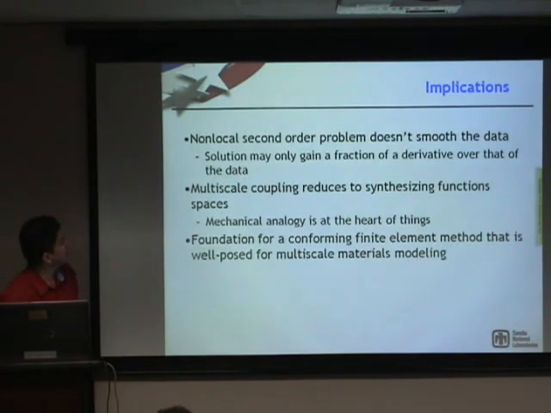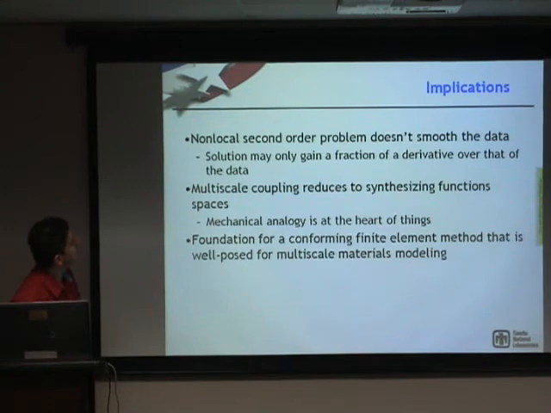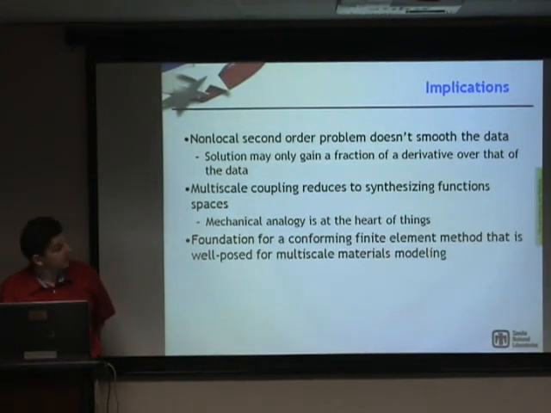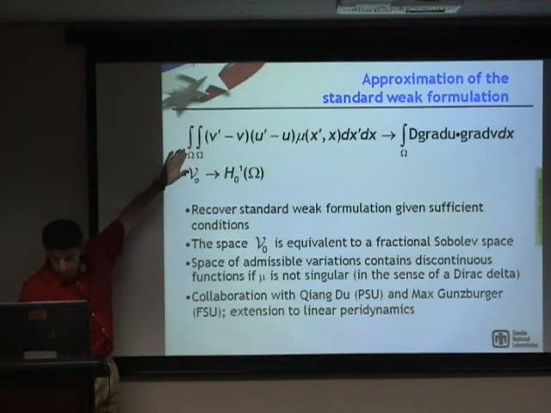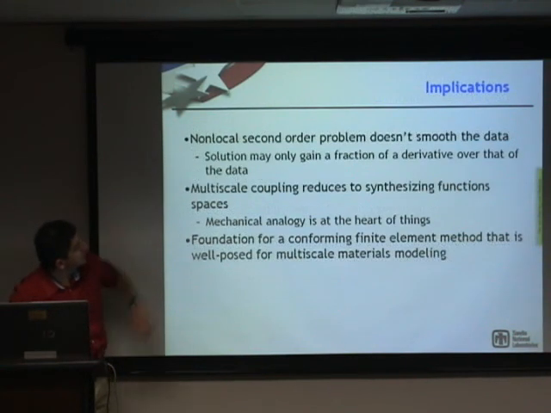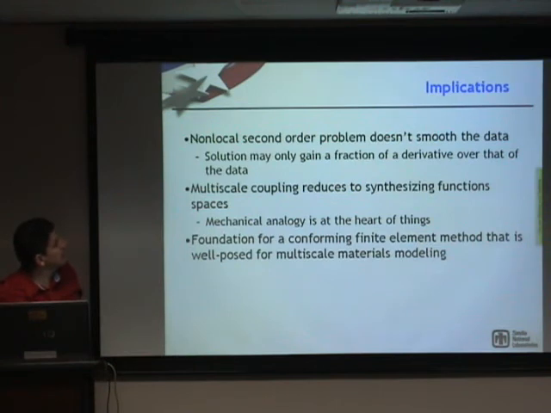I think this is my last view graph, okay? Some implications here: what this analysis is also telling you is that this is a non-local second order problem, and it doesn't smooth the data, okay? In the classical case, your solution gains two derivatives over the data, all right? Laplacian of u equals f, okay? This shows that you may gain, if you allow me, a fraction of a derivative, okay?